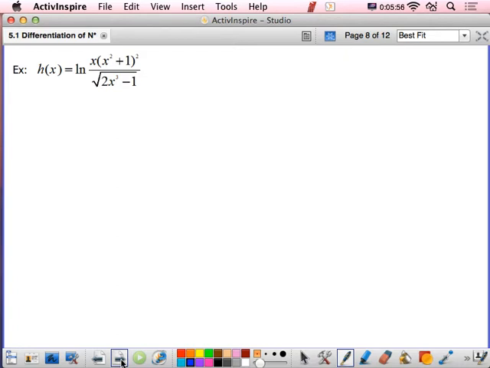So this is one of those instances where it's probably in your best interest to split it into separate logs, to expand it out before you start. So that's what we're going to do. Before we start trying to take the derivative, we're going to expand it into the natural log of x plus 2 natural log of x squared plus 1 minus, what is that denominator going to become? I take that square root and make it to the 1/2 power, right? So could that become minus 1/2 the natural log of 2x cubed minus 1?